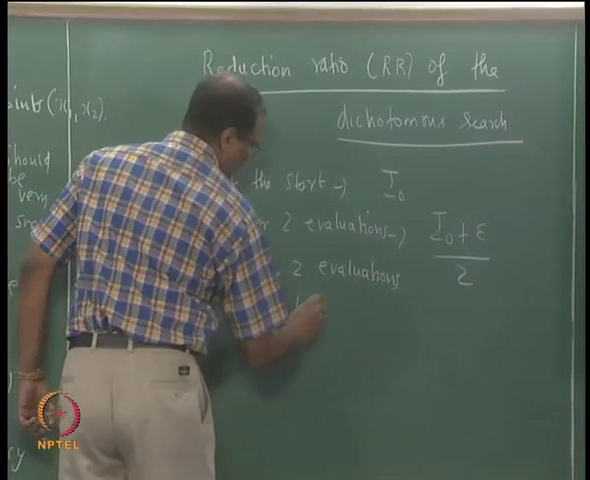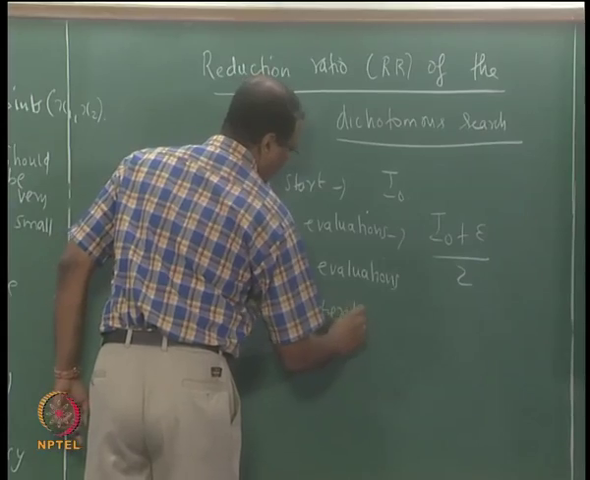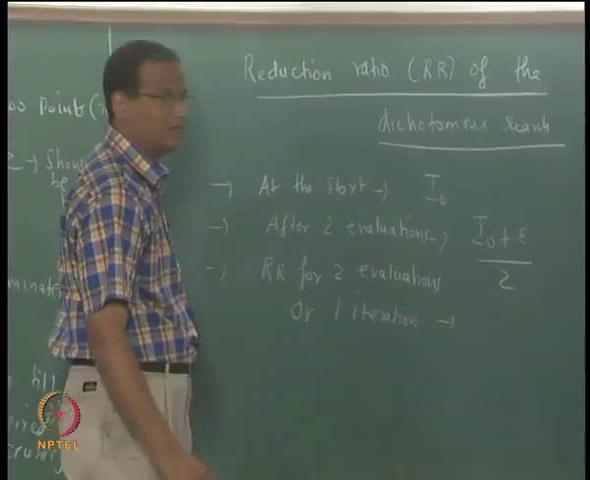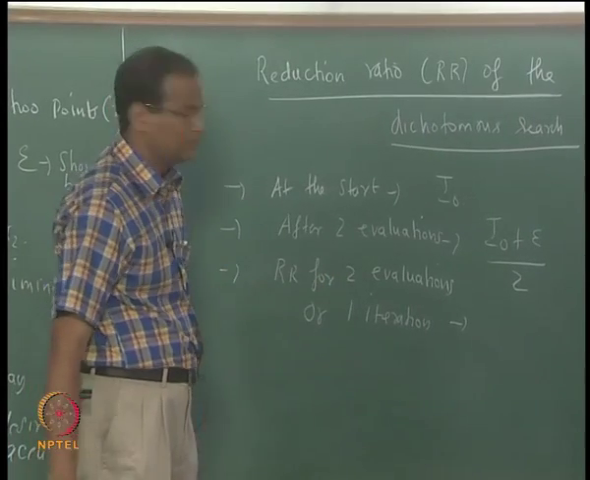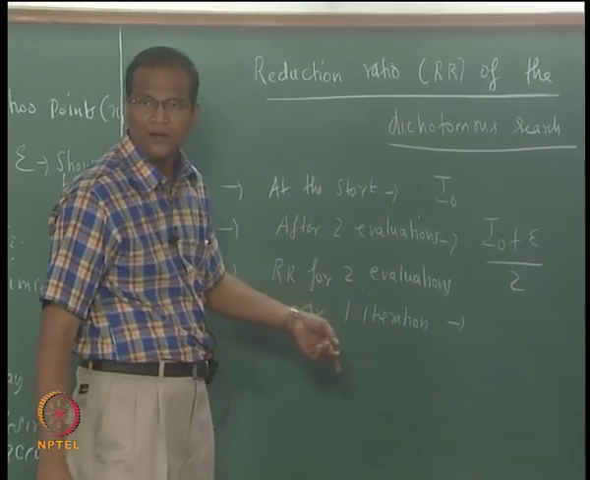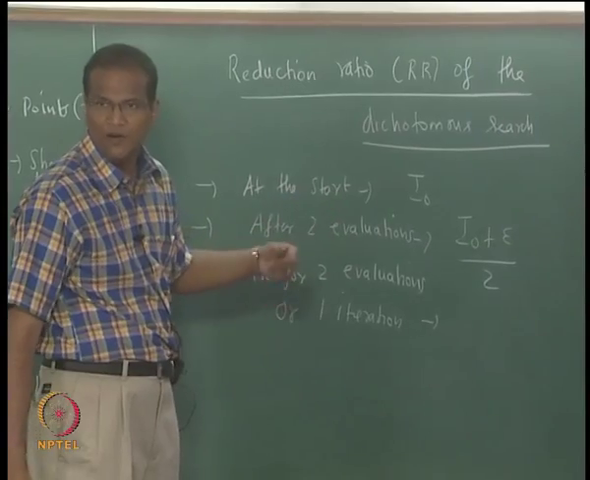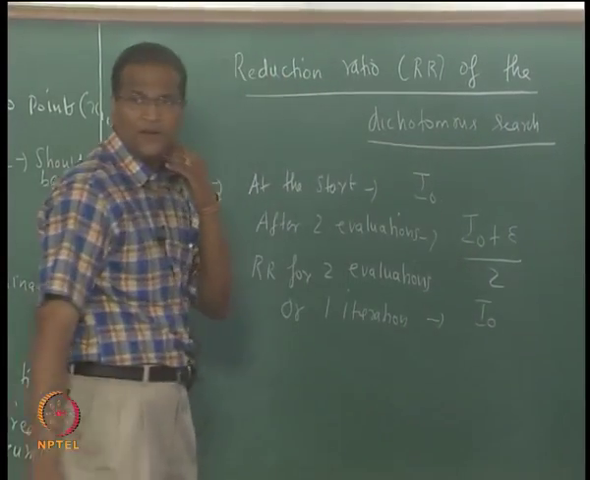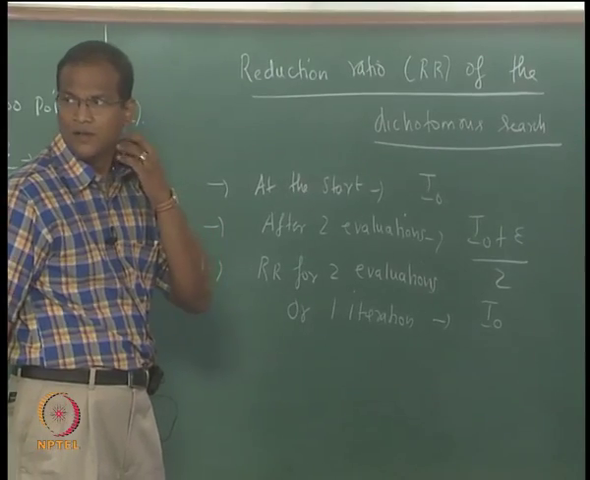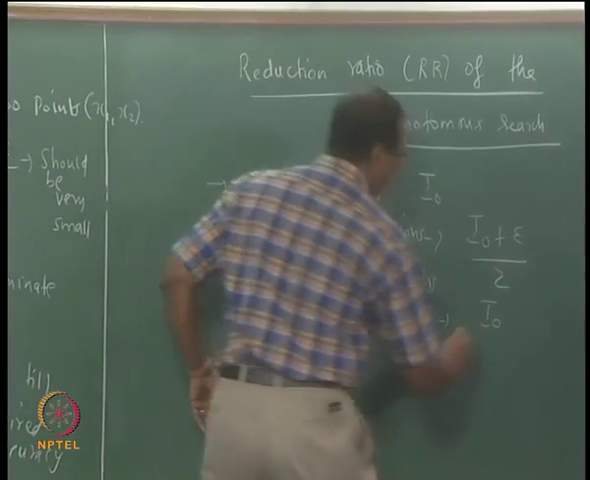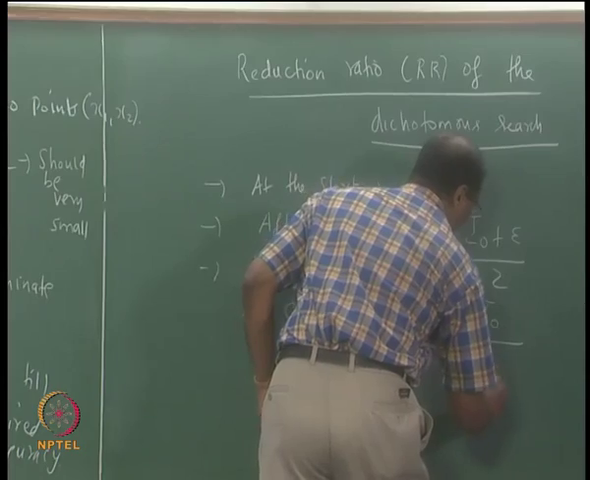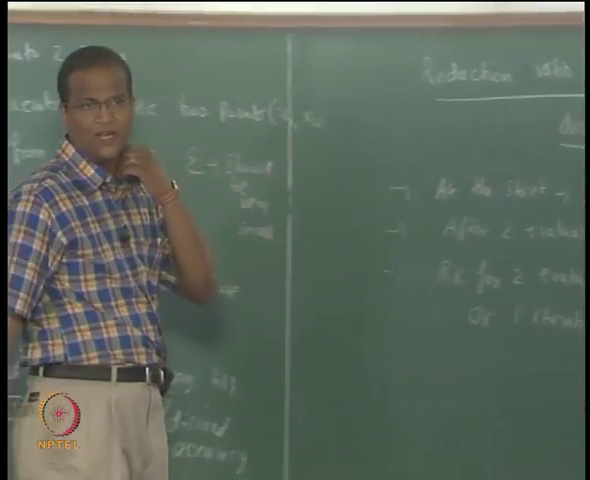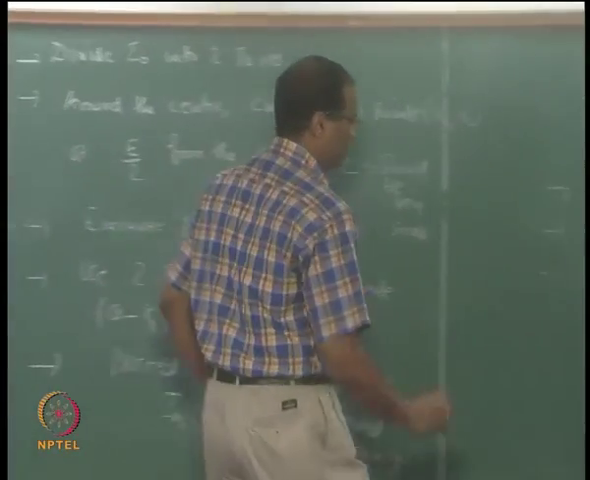Or one iteration, whichever way you want to say. I naught divided by 2 I naught divided by I naught plus epsilon, or 2 by 1. Okay. 2 I naught by 1. Is it correct?